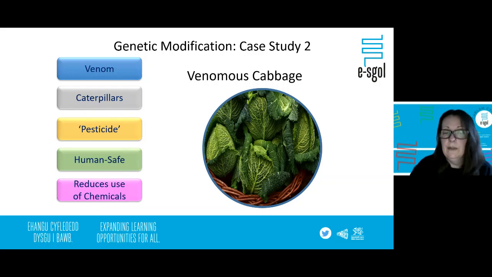The cabbage is human safe, and obviously then the effects that chemical sprays might have on the cabbage doesn't happen, and it also doesn't affect our ecosystems. There is one problem though with this, is that if the caterpillars do eat the cabbage, they are no longer part then of that food chain, and that can lead to an impact on biodiversity, and that's something that you might need to consider if we have to look at the benefits and the drawbacks of genetic modification.